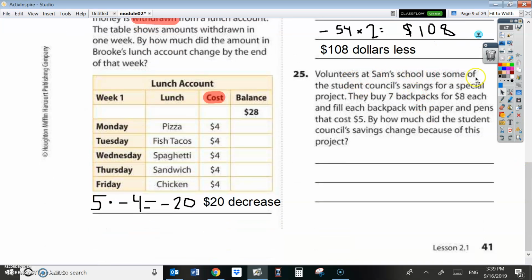Volunteers at Sam's school use some of the student council savings for a special project. They buy, is a negative amount, 7 backpacks for $8 each, and they fill each backpack with paper that costs $5. By how much did the student council's savings change because of this project? So we know there were 7 bags. And we know they spent $8 and they spent $5.